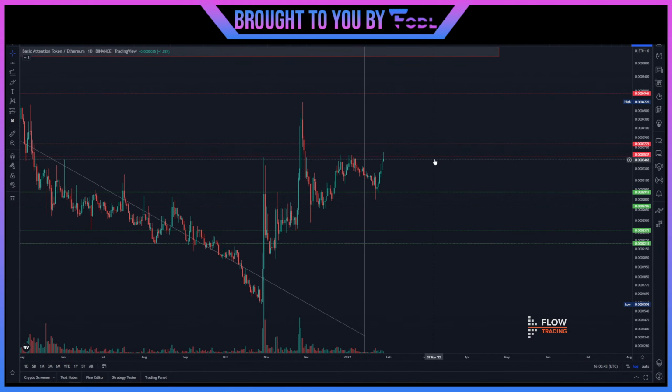Essentially exactly the same thing. We are at resistance. We've kind of just wicked up, but we couldn't break above it. That is a little bit of a break in market structure here, as we printed a higher high there. This was also a break in market structure with a lower low. So let's just wait and see what happens here. Of course, if this now prints a higher low and then goes and prints a higher high again, that's basically continuation, and the trend is up in basic attention token versus Ethereum.